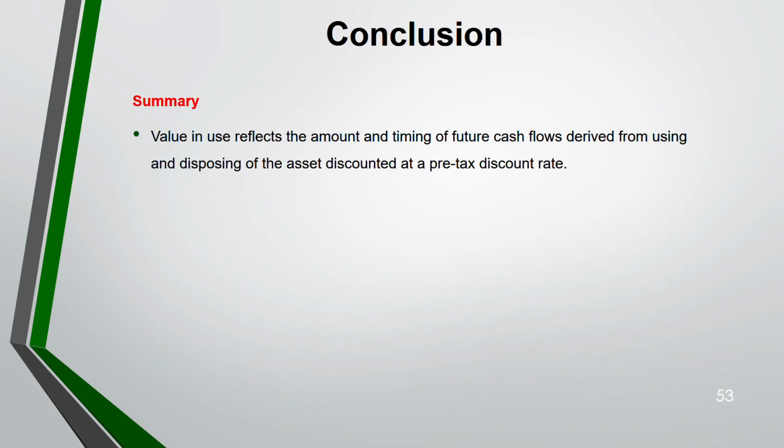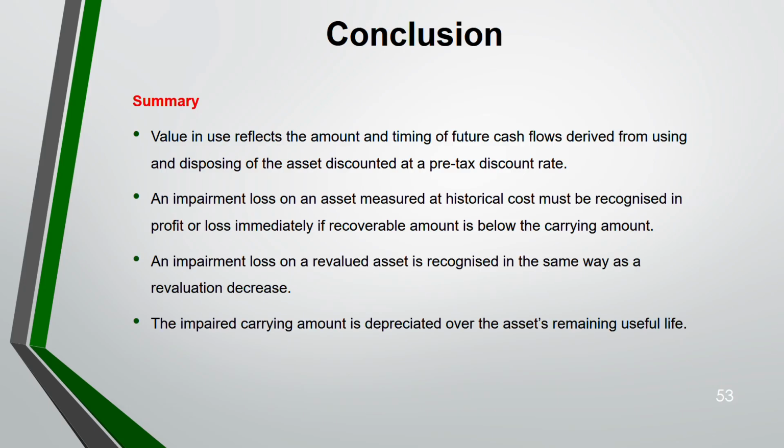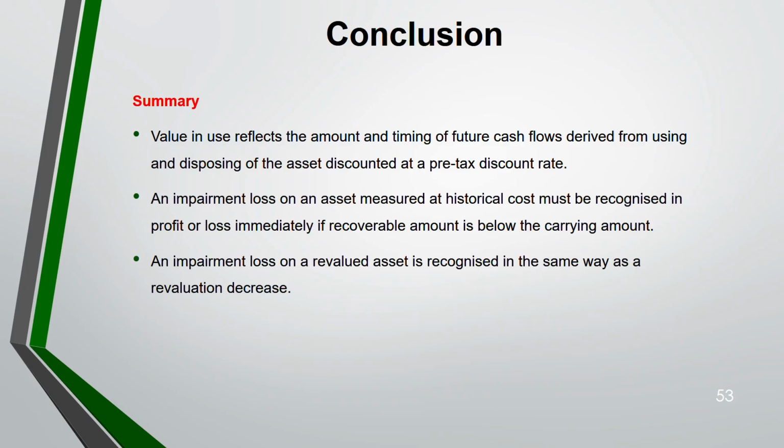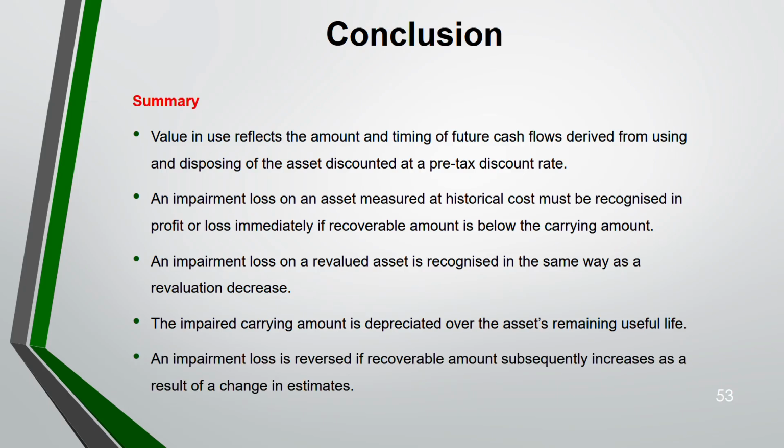Value in use will reflect the amount and the timing of your future cash flow that you will discount using the pre-tax discount rate. Any impairment loss on assets measured at historical cost must be recognized in profit and loss immediately if recoverable amount is below the carrying amount. An impairment loss on a revalued asset is recognized in the same way as a revaluation decrease. The impaired carrying amount is depreciated over the asset's remaining useful life. An impairment loss is reversed if recoverable amount later increases above the carrying amount because of changes in estimates.